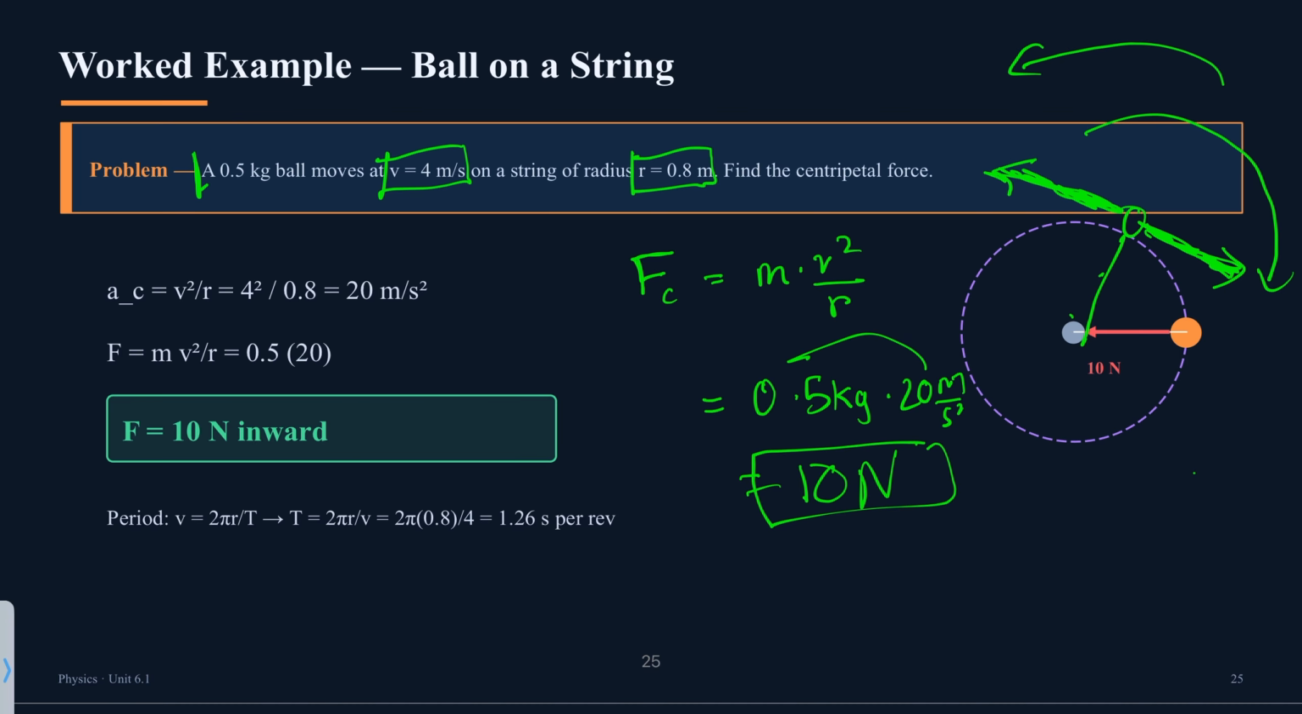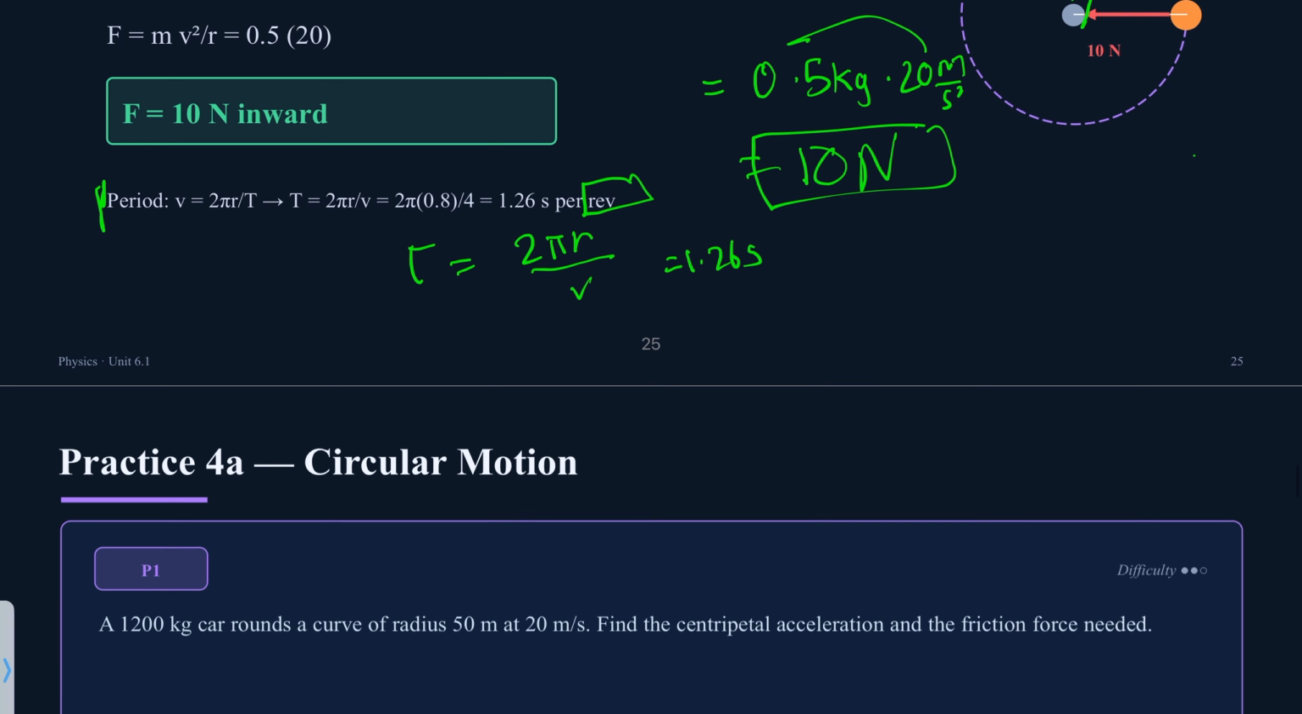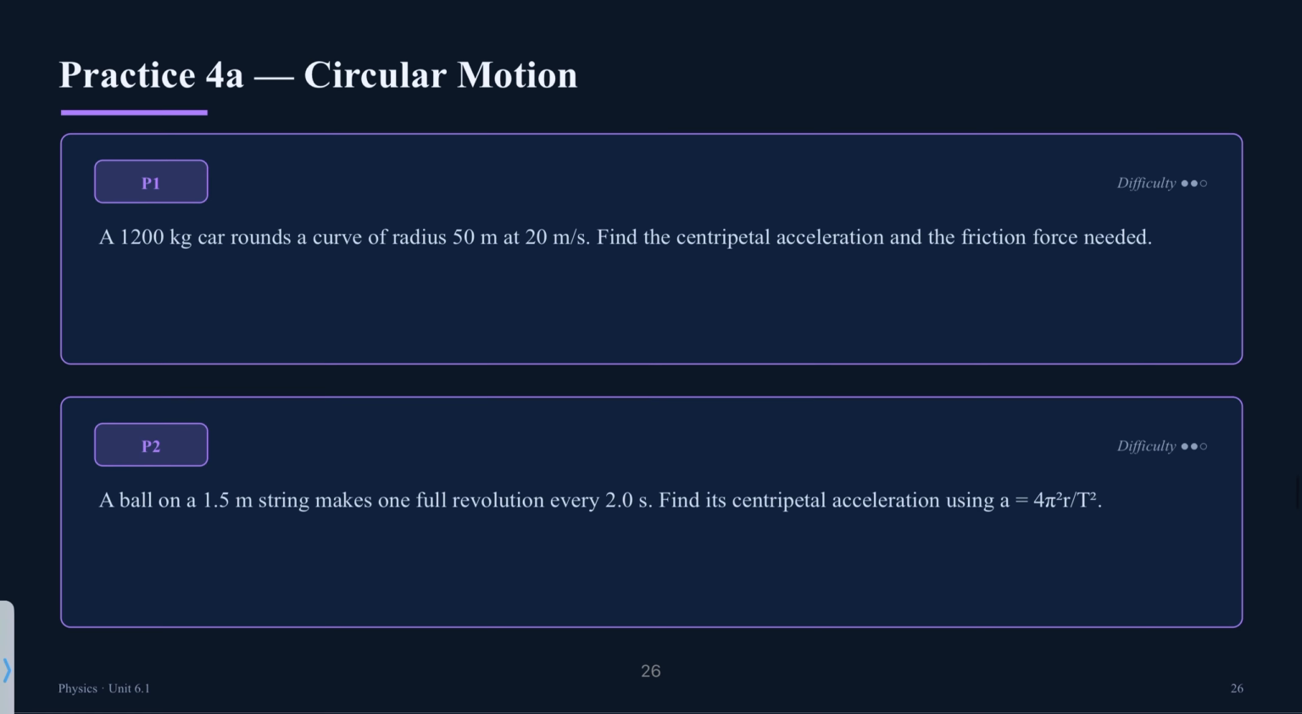And this is just an extra. If you wanted to find the period, you could just use v equals 2 pi r over T, big T, right? So big T is equal to 2 pi r over v, and you get 1.26 seconds per revolution. A revolution just means one movement around the circumference, okay?